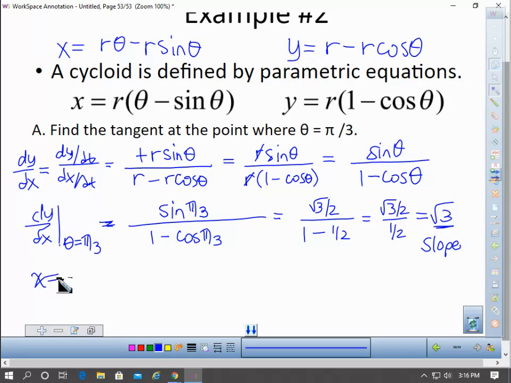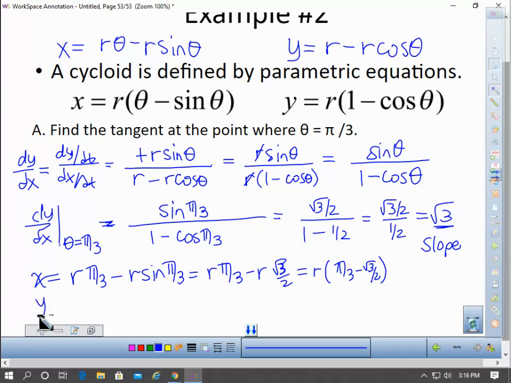So our x coordinate is going to be r times the theta, which is pi over 3, minus r times sine of pi over 3. So we're going to get r pi over 3 minus r, and the sine of pi over 3 is radical 3 over 2 again. Okay? And you can just leave it like that, or you can factor out the r if you want to. It doesn't matter.